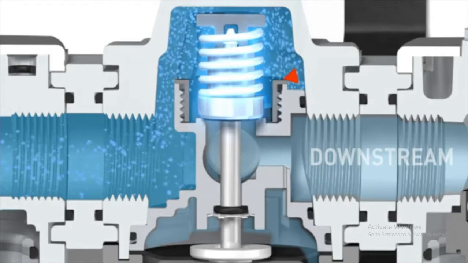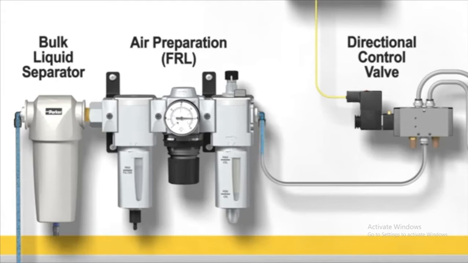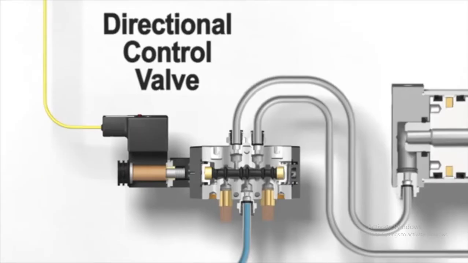Now that the compressed air is clean, dry, and set to the correct pressure for the application, the next step is to direct it where to go to create motion. A directional control valve is used to achieve this task. This directional control valve has a series of internal pathways that can connect the air coming into the inlet port with one of 2 avenues to leave the valve, called working ports.